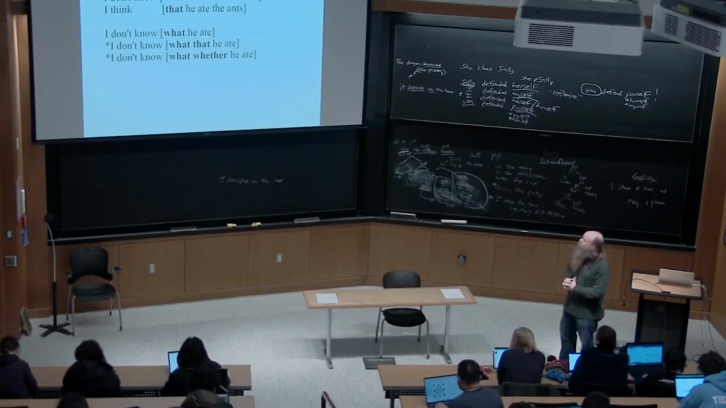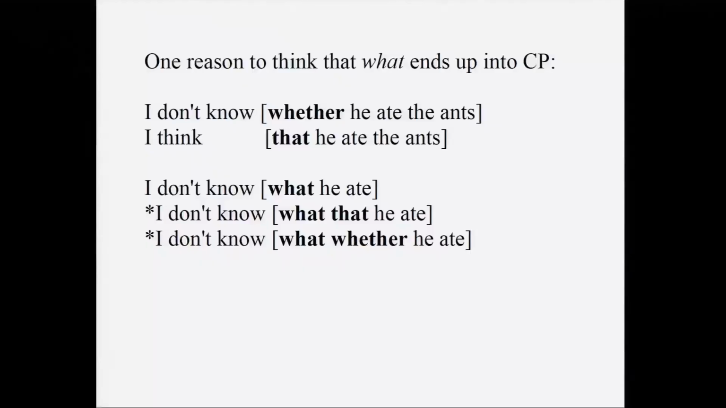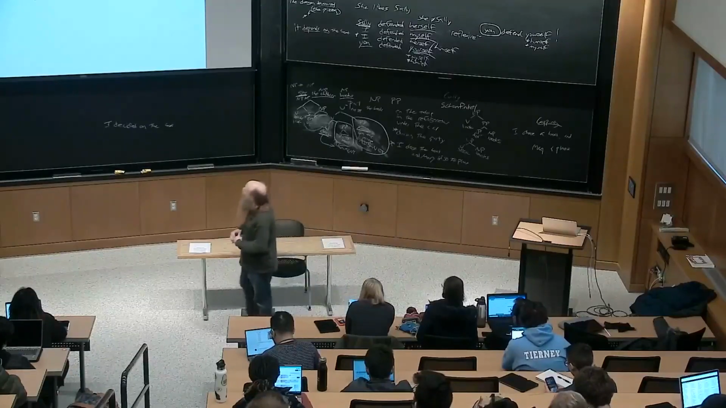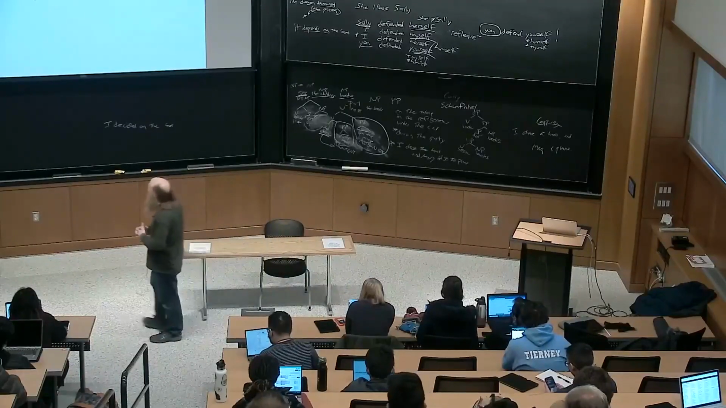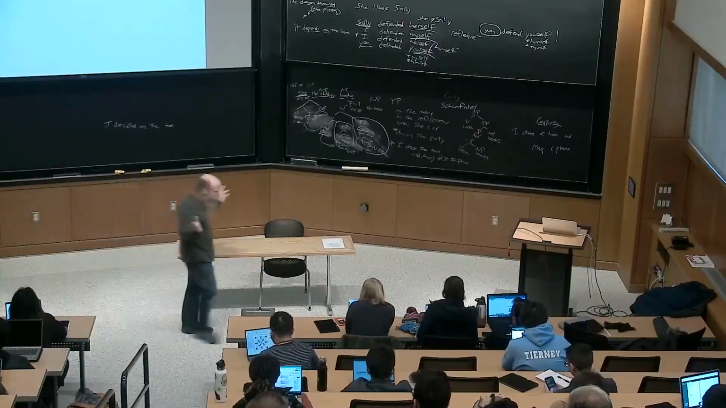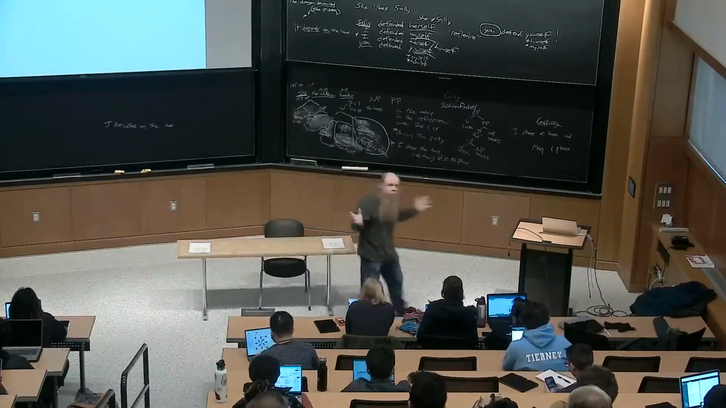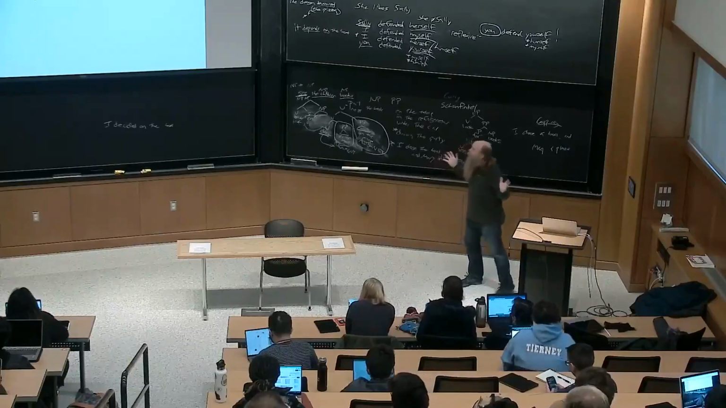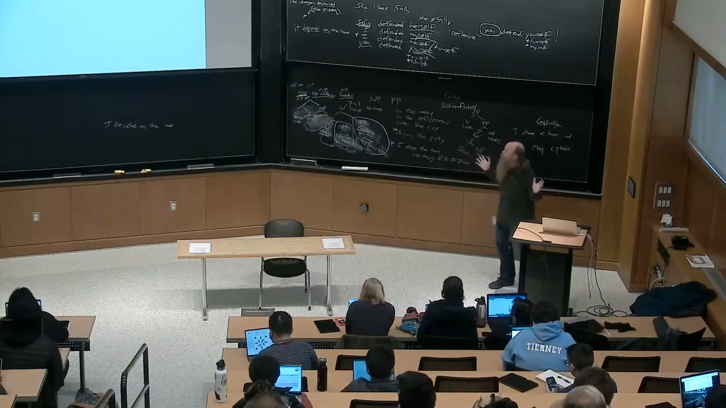I don't know whether he ate the ants. Whether is the complementizer that can be selected by know. You can't think whether he ate the ants. Actually, there are verbs like know that can have either whether or that. With a verb like know that can have whether, it can also have what immediately following it. So you can say, I don't know what he ate. Right? Notice that if it has what, it cannot have either that or whether.